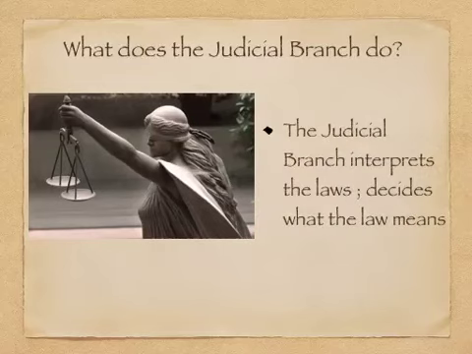It interprets the laws. It decides what the law means in order that the law will be fairly applied to everyone and that everyone will be truly equal. Now that we've looked at the basic overview of Article 3, let's move on and look at the structure of the judicial branch.